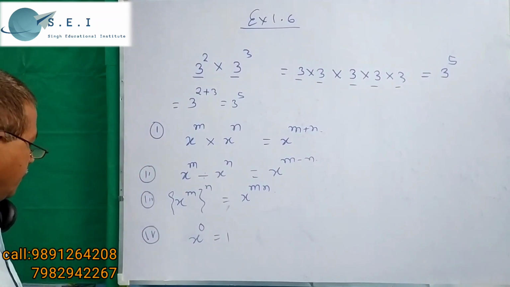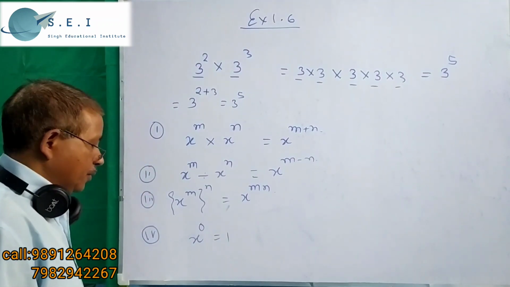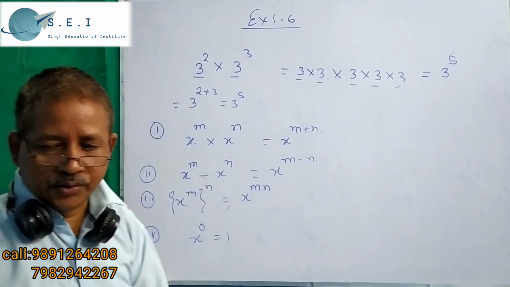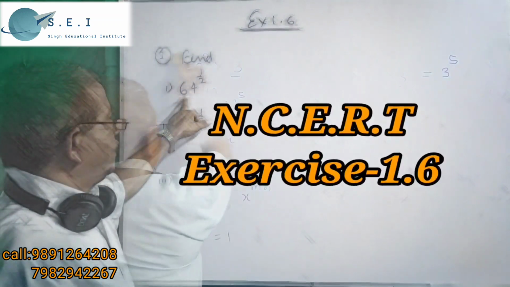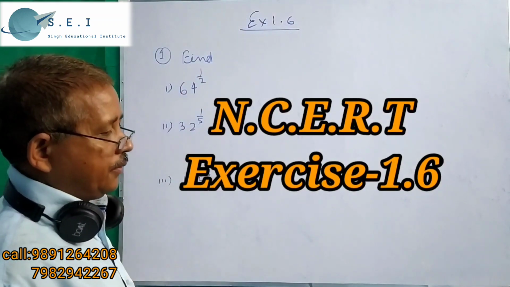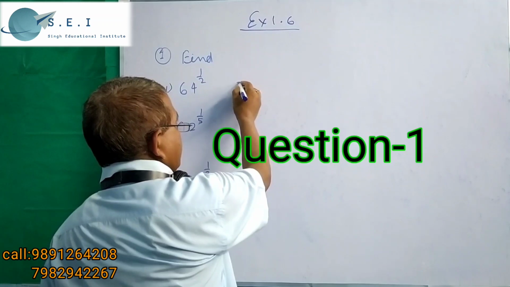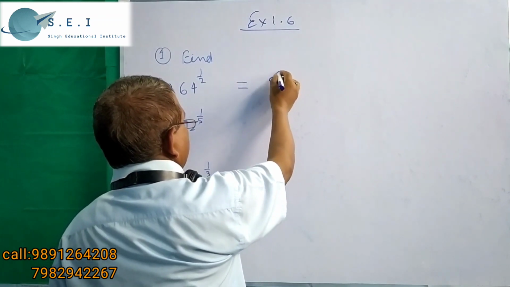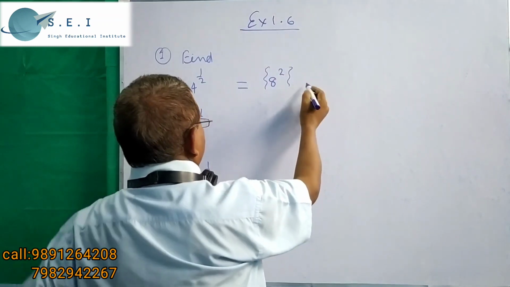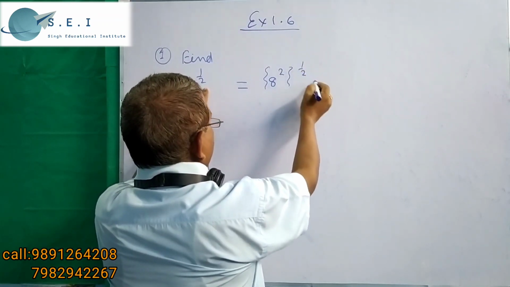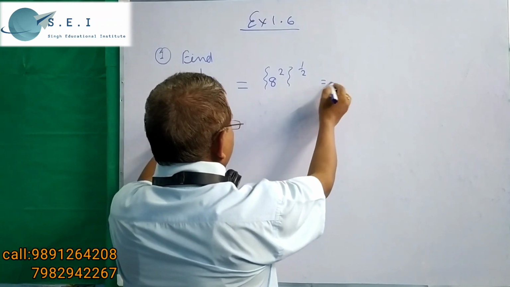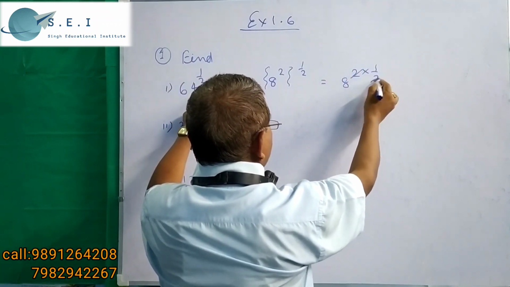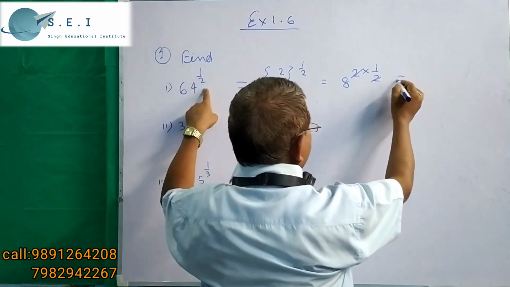These are the rules, and now on the basis of these rules, we solve the questions from Exercise 1.6. Number 1, find 64 to the power half. We can write 64 is equal to 8 to the power 2, and to the power half. So 8 to the power 2 multiplied by 1 by 2, 2 and 2 get cancelled. The answer is 8.